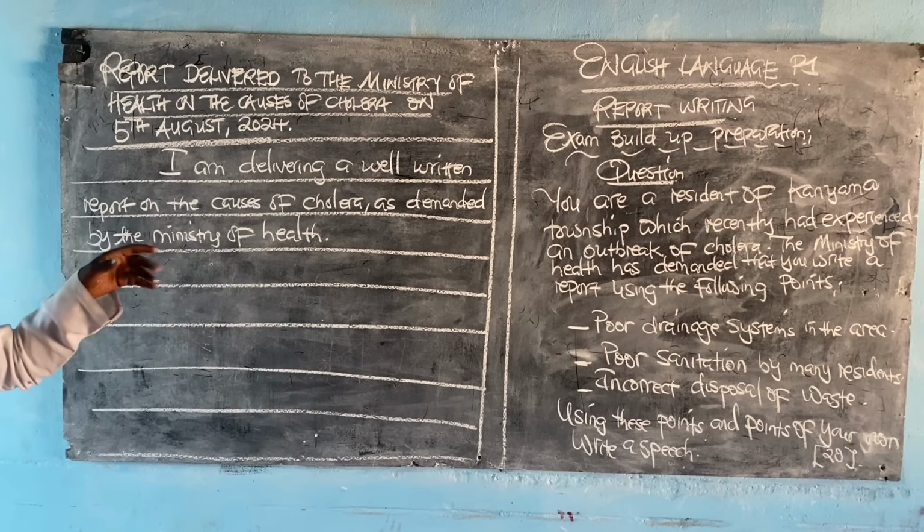So firstly, Kanyama Township has a poor drainage system, and this makes rainwater to be stagnant, giving room to bacteria and germs to birth. Then we're going to say, secondly, we can come up with another point where we can talk about poor sanitation by many residents or incorrect disposal of wastes.